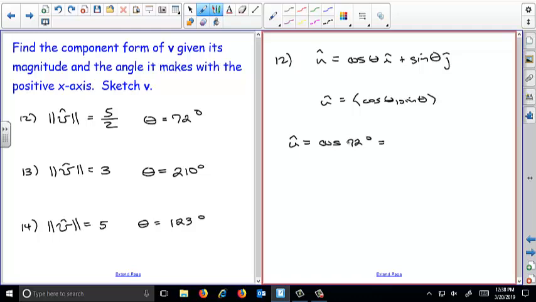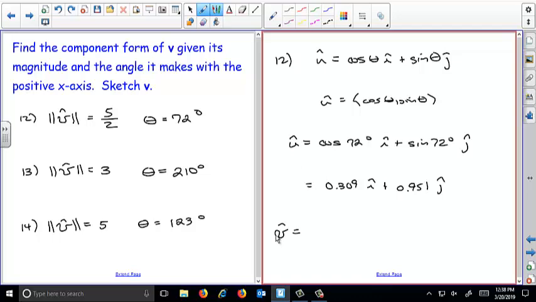Make sure your calculator's in degrees. So you take cosine of 72. I get 0.3090. Well, I didn't fully write this out. So it's the cosine of 72 degrees i plus the sine of 72 degrees j. The cosine of 72 degrees is 0.309, and the sine of 72 degrees is 0.951 j. So that's the unit vector.